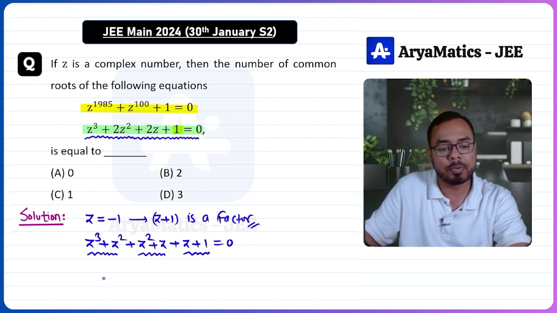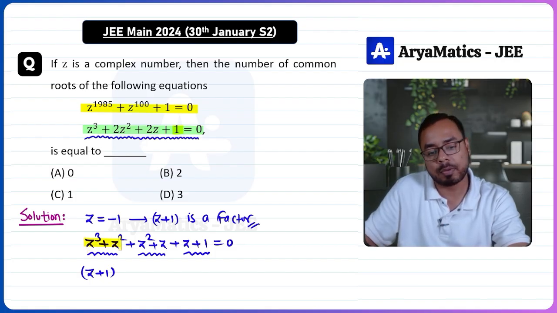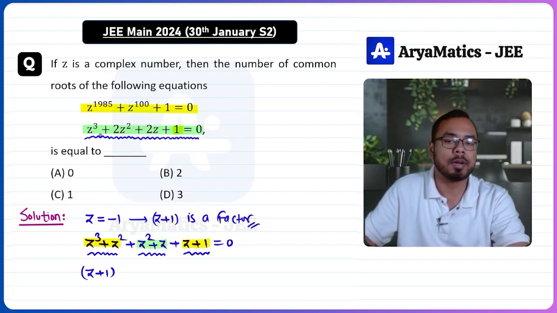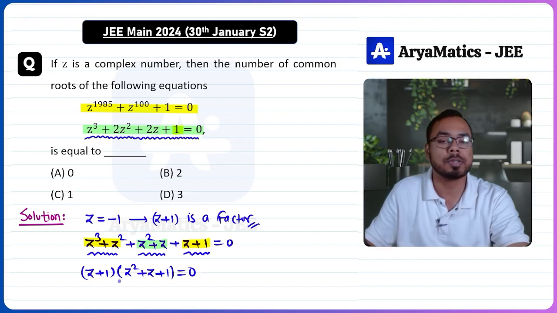And now you can see that you can take z plus 1 common from all of these three terms, right? We can take z plus 1 common from here, from this one, and from these two terms. If you want, you can divide this cubic by z plus 1 and then get the quadratic factor, but this will be another easier method of finding the quadratic factor. So from the first two, you will get z square. From the next one, you will get z plus 1 equals 0.